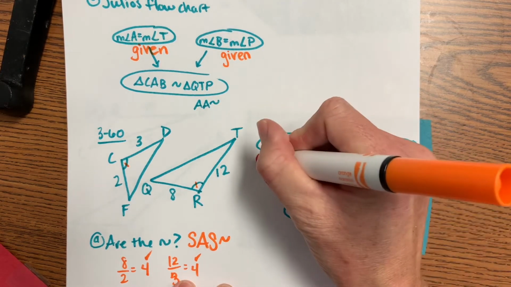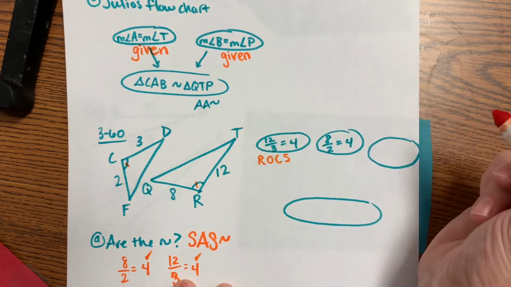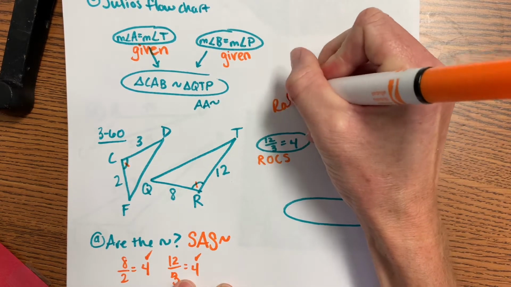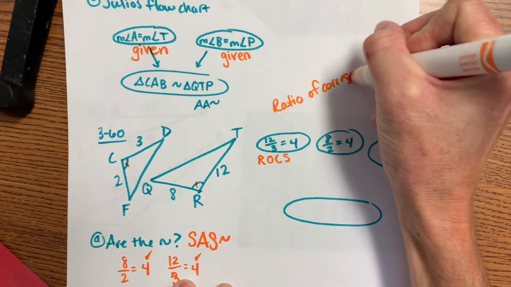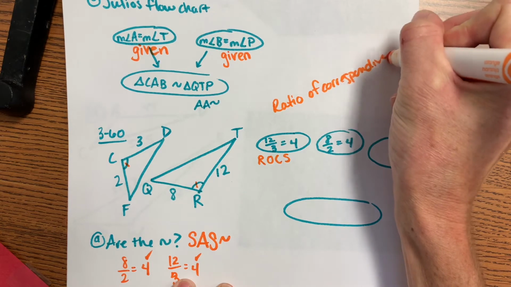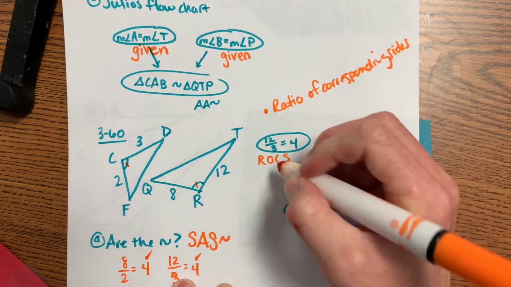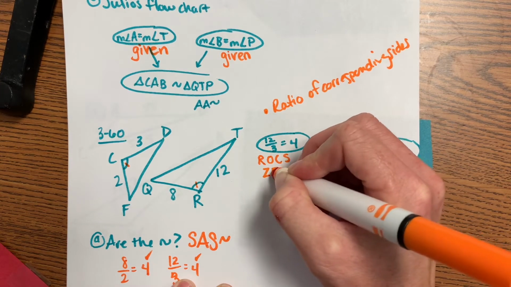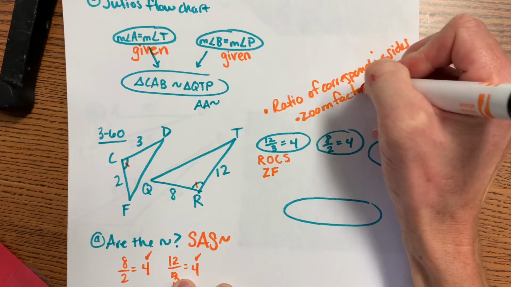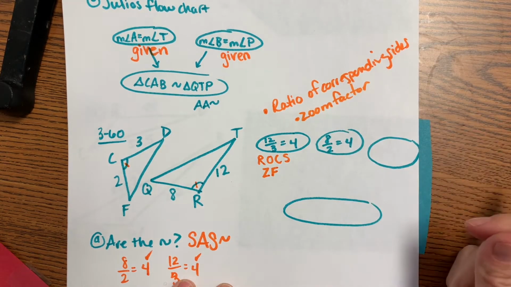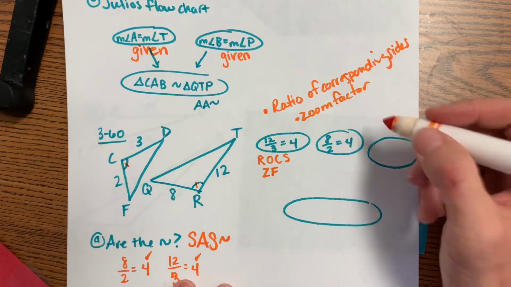You can call it ROCS, and that stands for ratio of corresponding sides. Or I'm okay with zoom factor, ZF for zoom factor, because that's what we're actually testing. Or scale factor, those of you who like scale factor, I'm fine with that. So pick whichever one you like and use it. You can use scale factor too.